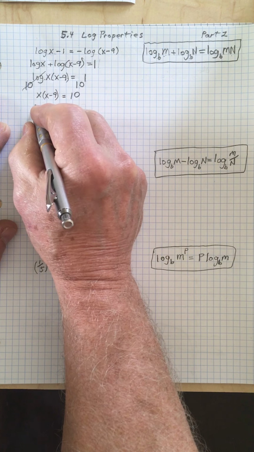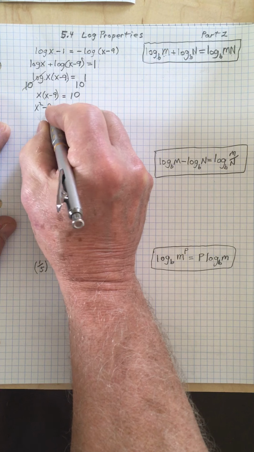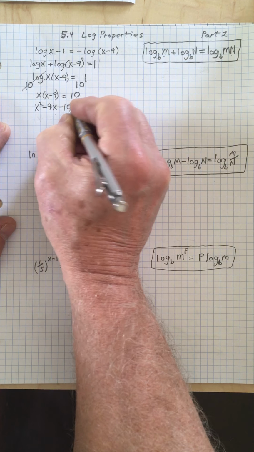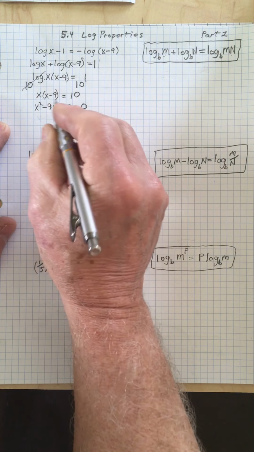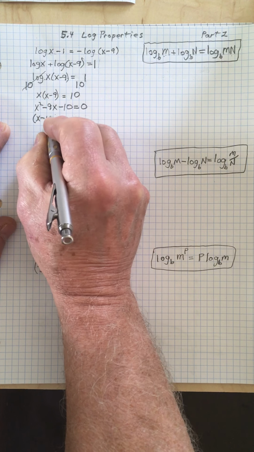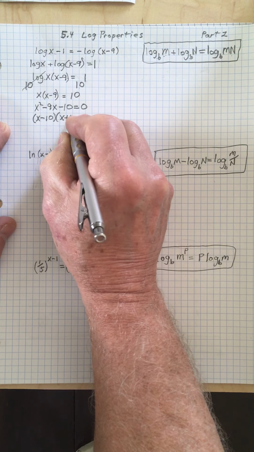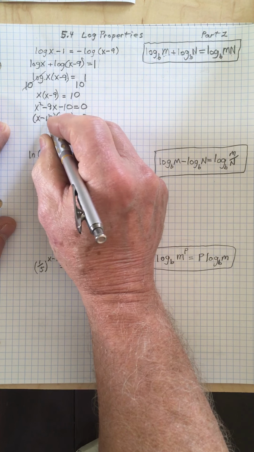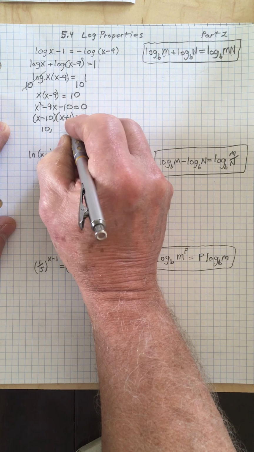So x squared minus 9x. Let's go ahead and minus the 10 over here. Kind of take an extra step there. Factor this. And then our potential solutions are 10 and minus 1.